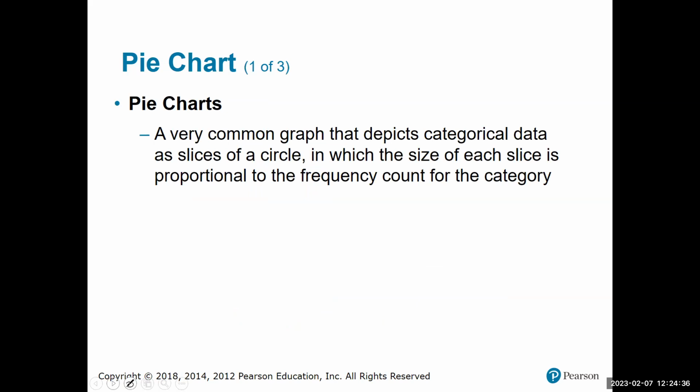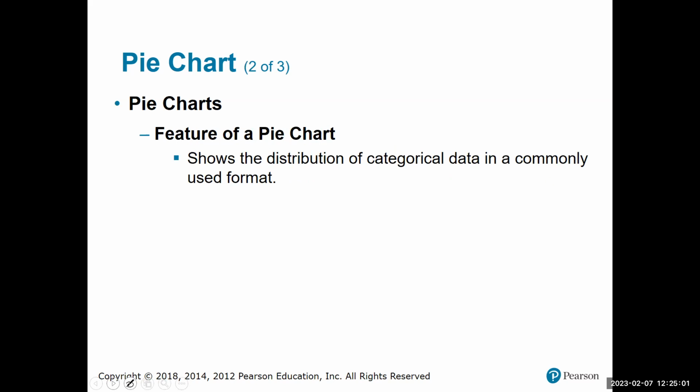All right, pie charts, right? You've seen them lots and lots of times. A very common graph that depicts categorical data. So notice that the last 3 or 4 have all been categorical. Just the first 2 were quantitative, the dot plot and the stem-and-leaf. So a pie chart depicts categorical data as slices of a circle in which the size of each slice is proportional to the frequency count for the category. Are they going to show us one? It shows the distribution of categorical data in a commonly used format.